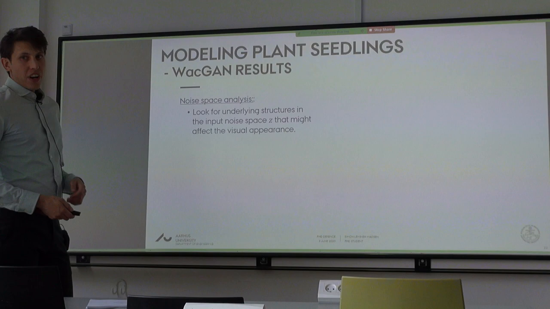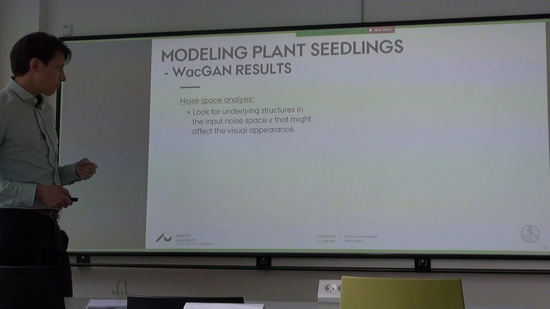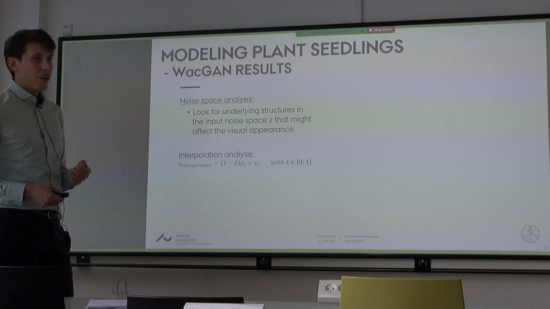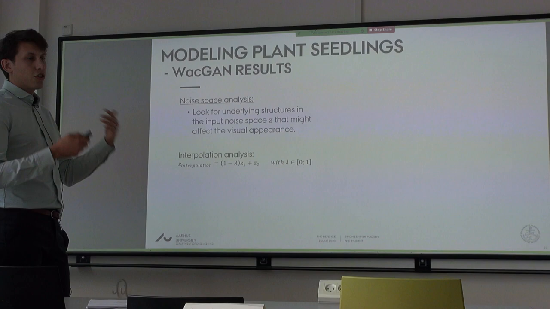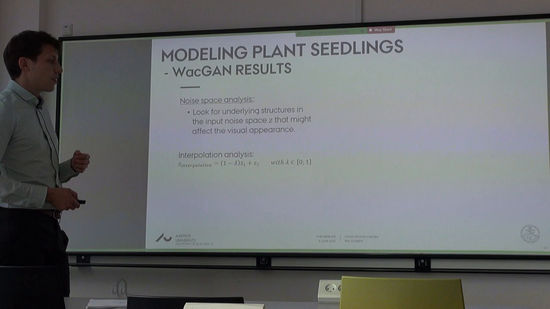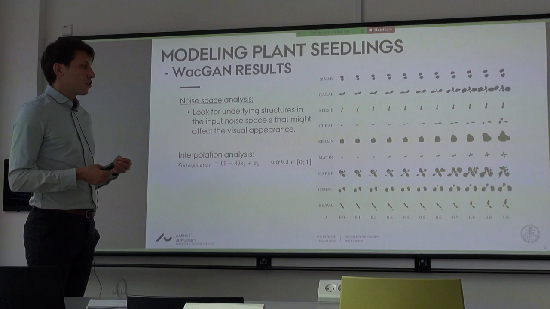I've also tried to analyze whether there are some modalities or structures in the underlying noise space that we use for generating these artificial samples. One way to do that is interpolation analysis, where we draw two random points in the noise space and interpolate between them to see if a transition in the noise space corresponds to an interpretable change in the visual appearance of the samples. One such interpolation looks like this, where it seems that there is an interpolation in the noise space that corresponds to a size change in the samples that I'm generating.